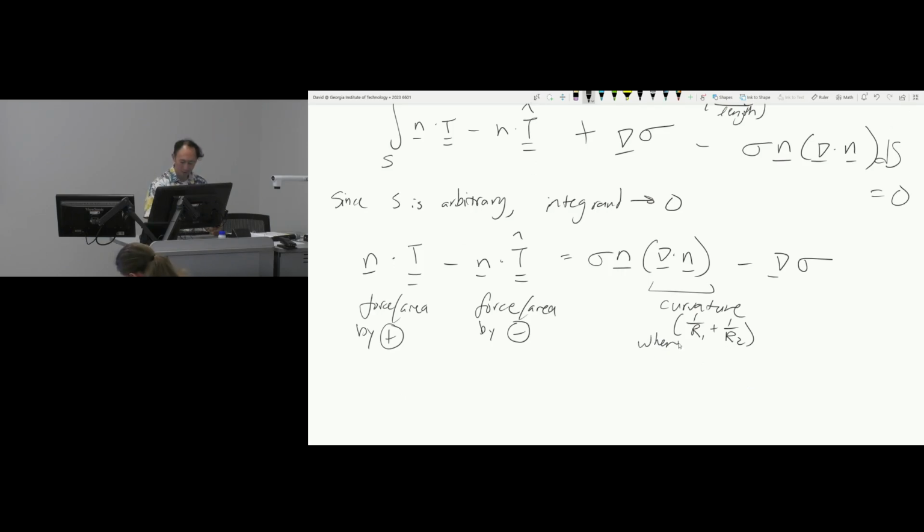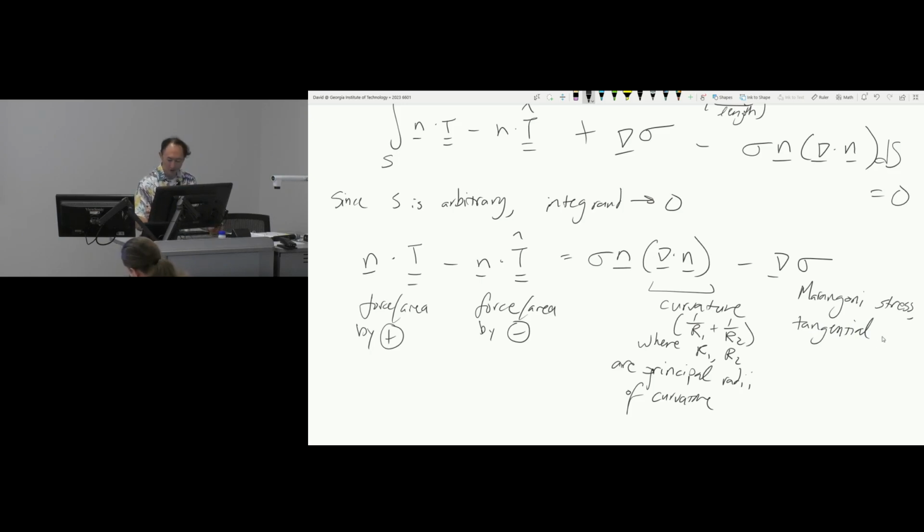Where R1, R2, they're called the principal radii of curvature. This first n vector just tells you what direction that force is. And this is called Marangoni stress. Anytime you deal with surfactants, which is pretty much everywhere, you're going to generate tangential stresses.